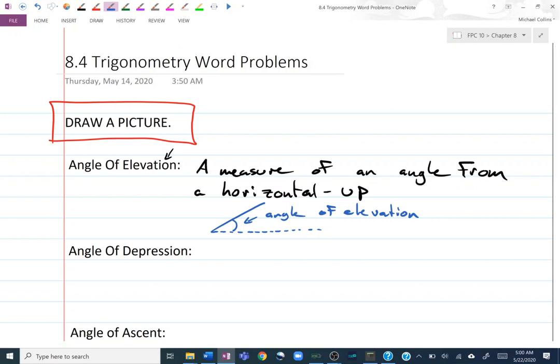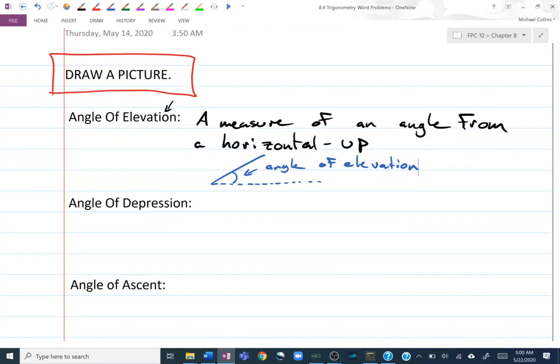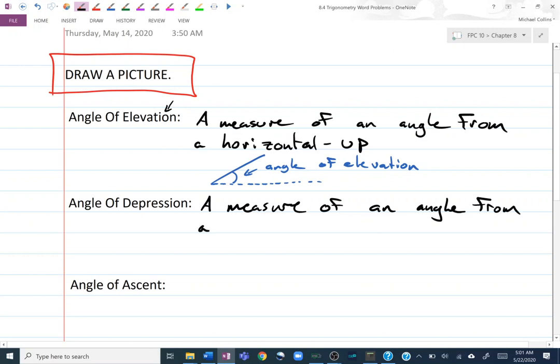Depression is the opposite of elevation. Depression means down. If someone is depressed, they're feeling down. If there's a depression in the road, there's a dip in the road that goes down. We talk about economic depression, when the economy goes down. So it's almost exactly the same, except down. A measure of an angle from a horizontal, down.